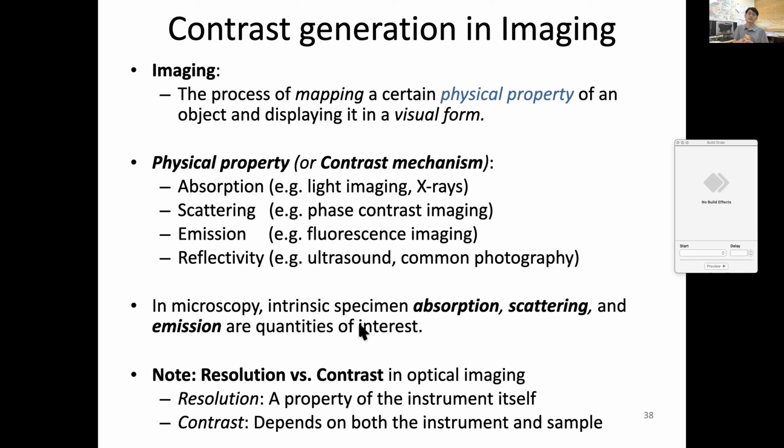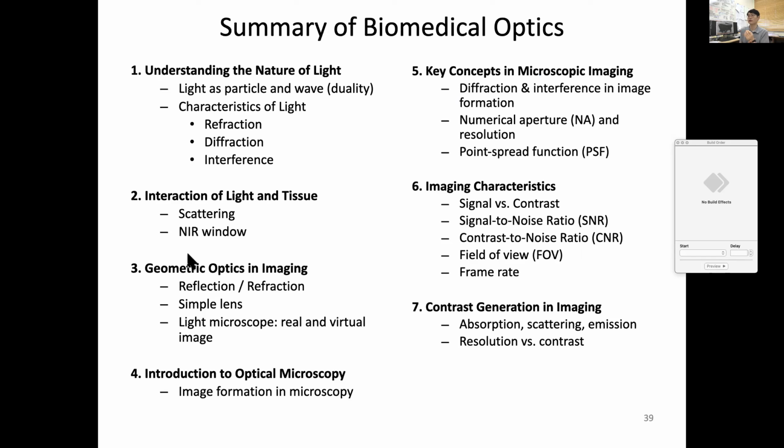Here I want to explain one note about resolution versus contrast in optical imaging. Resolution is really a fundamental nature of an optical instrument itself. But when you prepare your sample, let's say you have poorly stained the sample with fluorescence so that it doesn't show up, it's irrelevant to the microscope. But you have a poor image and you cannot distinguish features, which means poor contrast. So contrast depends not only on the instrument or microscope, but also on the sample. That's what I want to focus on.